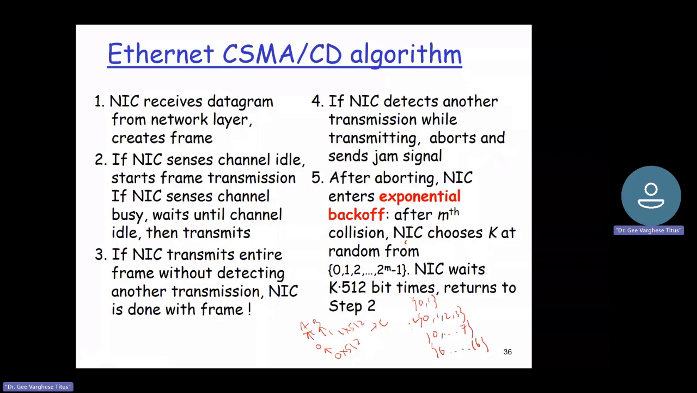A goes for backoff, but what set is it going to choose? It's going to choose from 0, 1, 2, and 3, whereas C will be taking values from 0 and 1. Say A takes 3, so it will be waiting for 3 into 512, whereas C takes 0, so 0 into 512. So at the next instance, C transmits, whereas A waits for 3 into 512, that is almost 1500 bit times. This is what you mean by exponential structure. Why? Because first it was 0, 1, next it was 0, 1, 2, 3, so it's almost double each time.